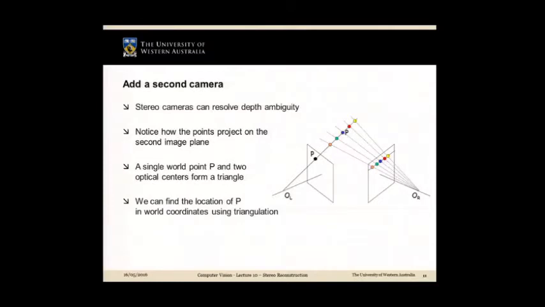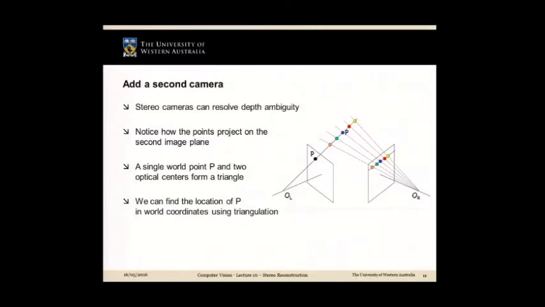So, coming back to the main problem. Given a single image, we have depth ambiguity. Now, to get rid of this depth ambiguity, what we normally do is we introduce another camera here. And these stereo cameras can actually resolve this depth ambiguity problem. All right? And if you notice in the image, look at the second image plane, you see a line, and all the points have been projected on a line.